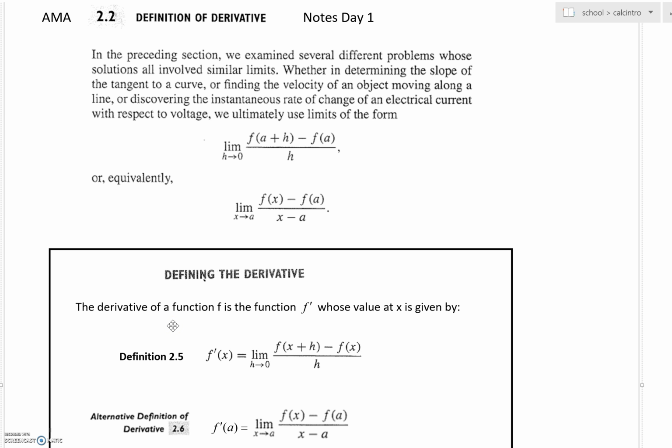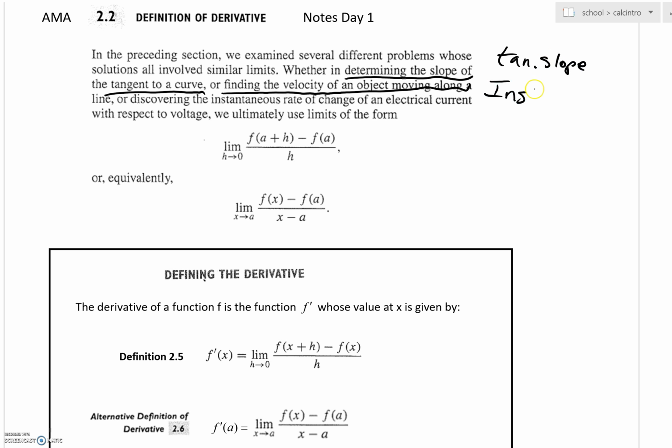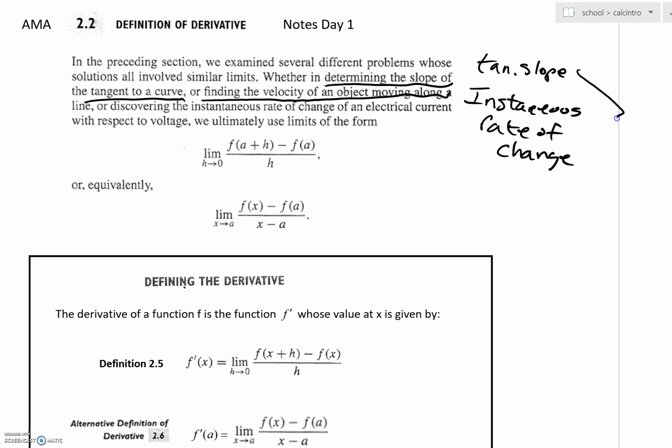Okay, 2.2. We're looking at the same stuff that we did before. We were looking at the slope of a tangent to a curve, and we saw that that was also the instantaneous velocity. So we could talk about a tangent slope for a tangent line. We could talk about instantaneous rate of change. And it doesn't even have to be limited to velocity. It could be whatever the change in y over the change in x is. Guys, these things are called the derivative.